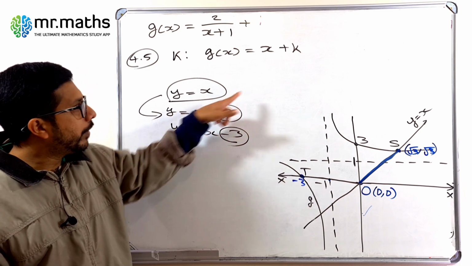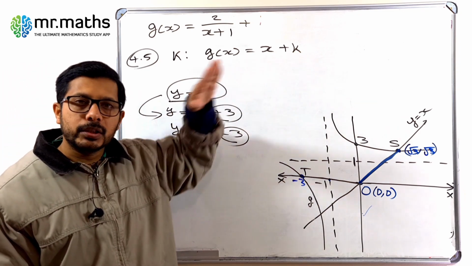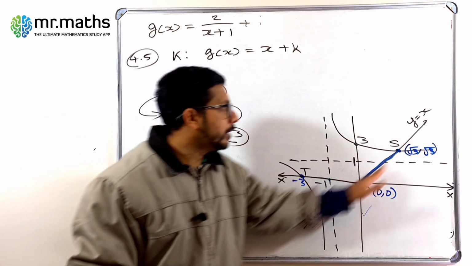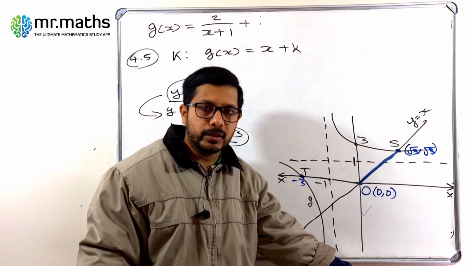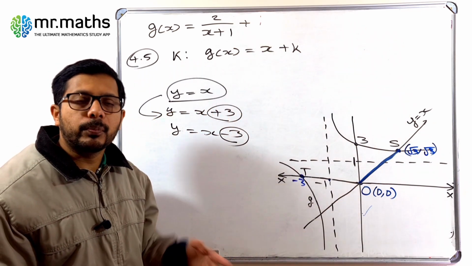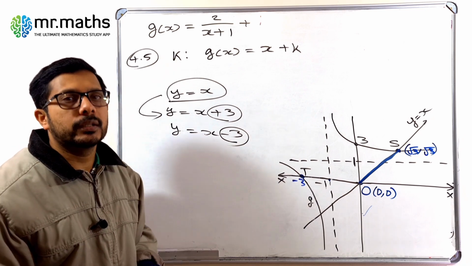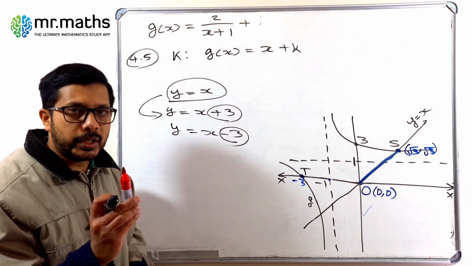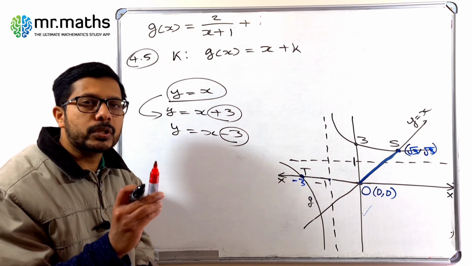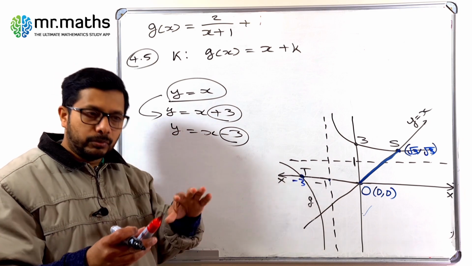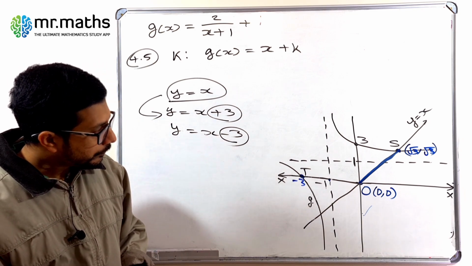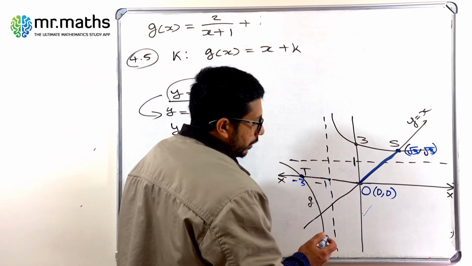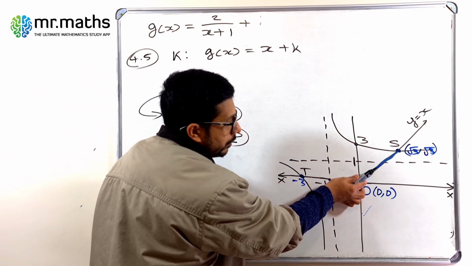That means the value of this k can be shifting of the graph y is equal to x either to upward direction or downward direction. Okay, whatever you can do, shifting up or down, but you have only one condition. The roots must be real and of two different signs. Okay, now let me shift this one upwards.